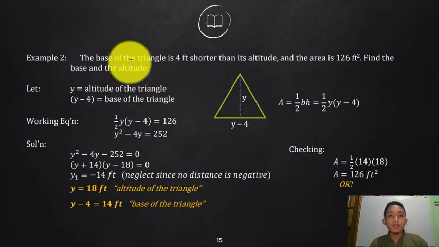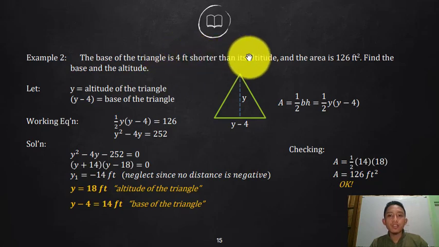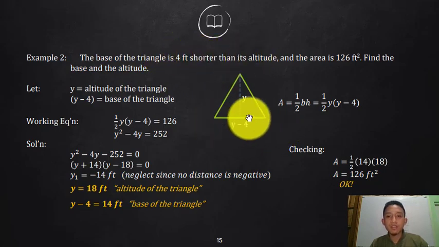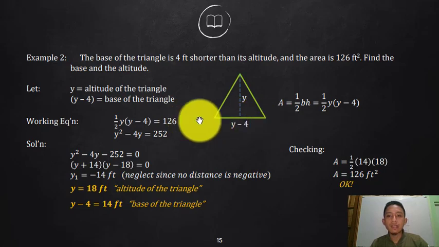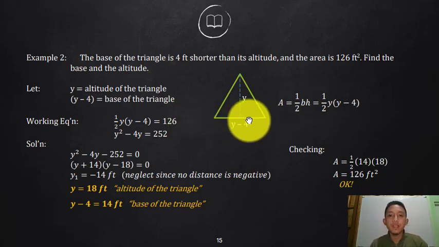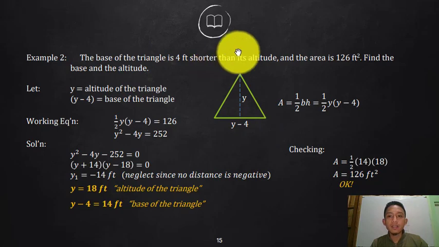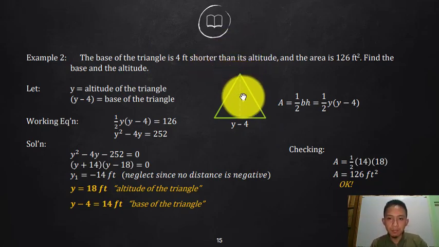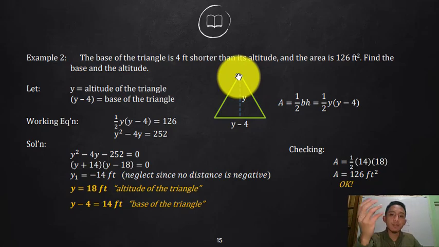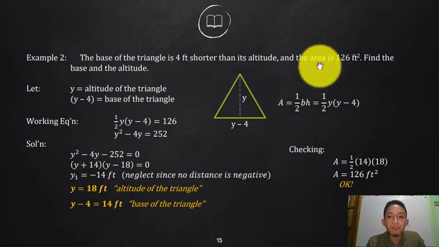So the base of a triangle is 4 feet shorter than its altitude. If you say base, that is the side that is landing, or parallel to the horizontal. If you say altitude, that is at 90 degrees, perpendicular to your base. So if that is your horizontal, then the altitude is your vertical, from the base to the highest point of the triangle. By the way, there are types of triangles, right triangle or irregular. Let's just consider any.